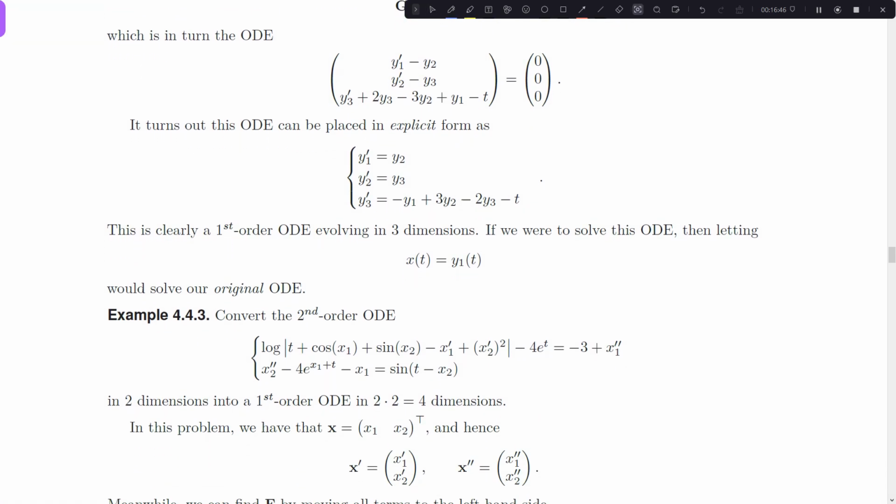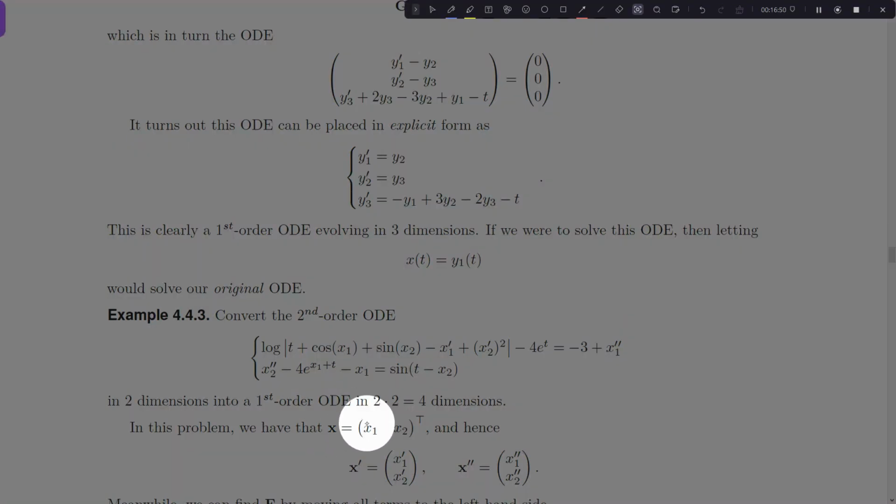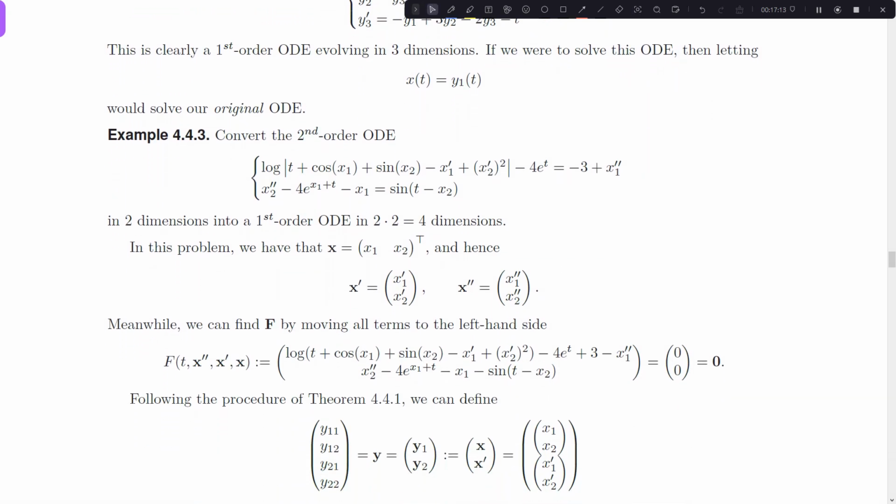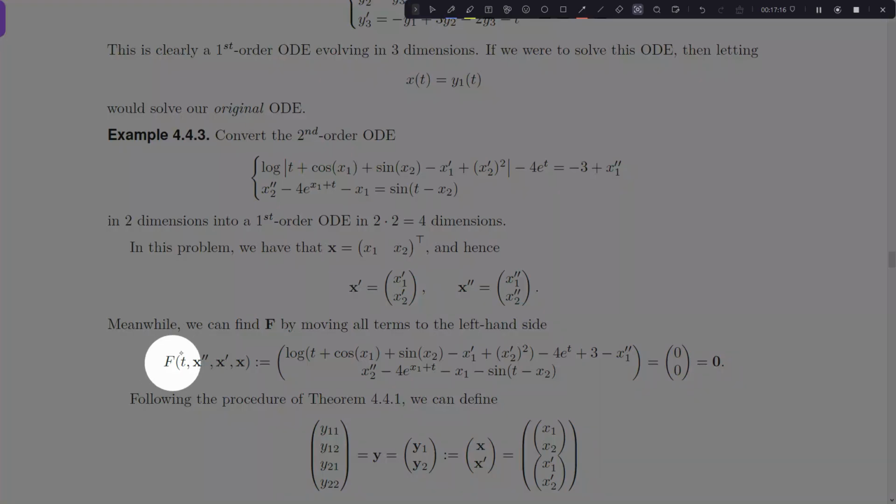We're going to first define bold x, or the vector x, as these entries x1 and x2. I want to consider them collected as one vector. So I define that. And then their first derivative is just x1 prime, x2 prime, and their second derivative is x1 double prime, x2 double prime. And then I can follow my theorem. And in following my theorem, I notice that I can find F, the capital F, which needs to be equal to 0 at the end of the day, by moving once again everything in my system to the left-hand side. So I bring the minus 3 plus x1 double prime to the left-hand side. I bring sine t minus x2 to the left-hand side. You'll notice that's where they are on the left-hand side now. And then those are equal to the 0 vector. So that's my capital F.